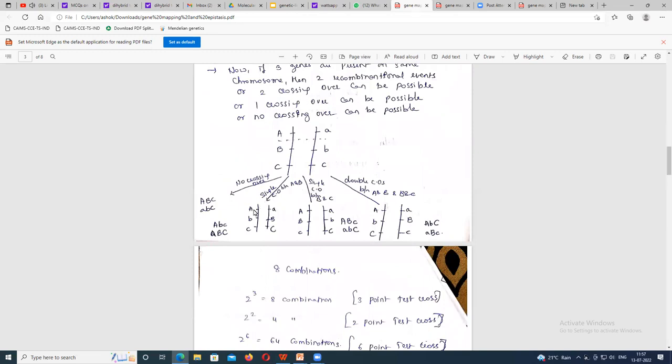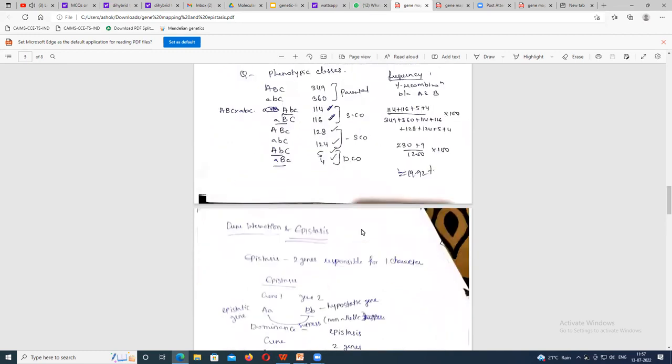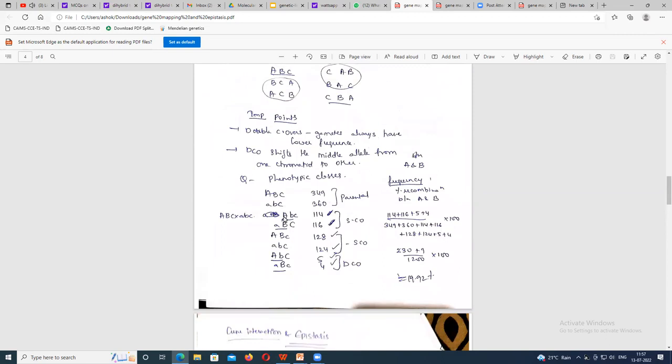What is the product? Capital A, small b, small c, and small a, capital B, capital C. The same thing they are showing here. These are the recombinants for crossing over between A and B. Now these are the recombinants for crossing over between B and C: capital B, small c, small b, capital C.